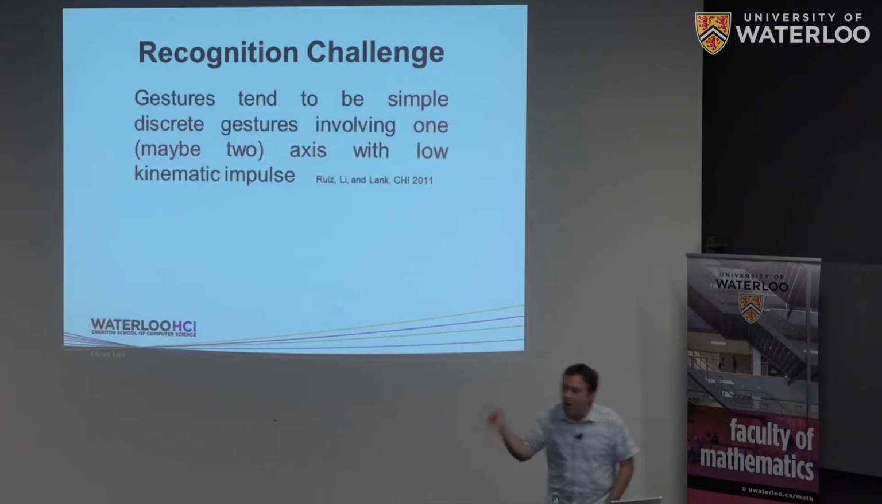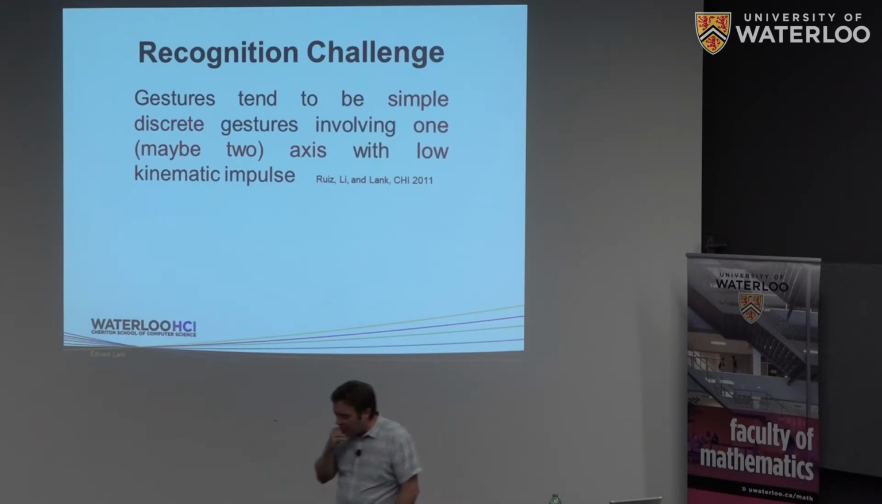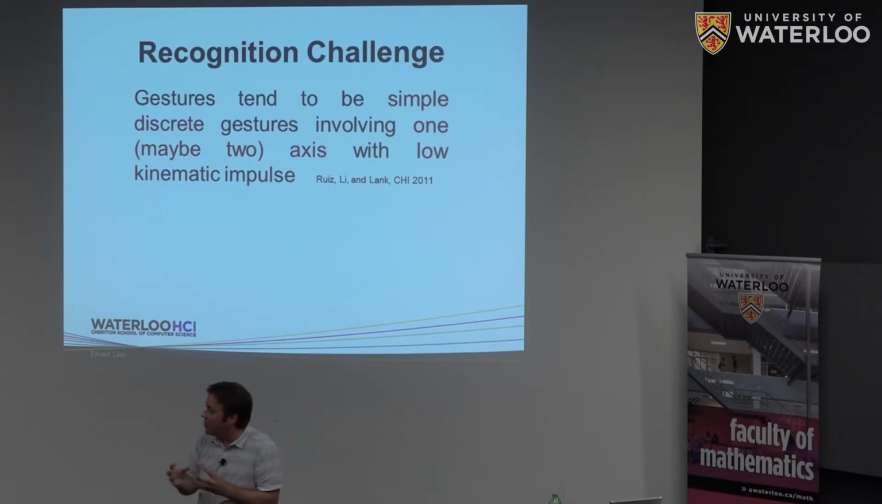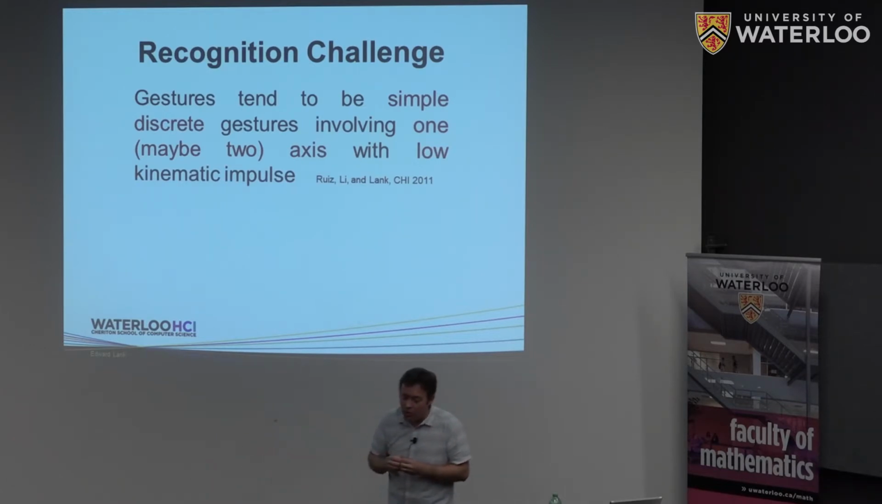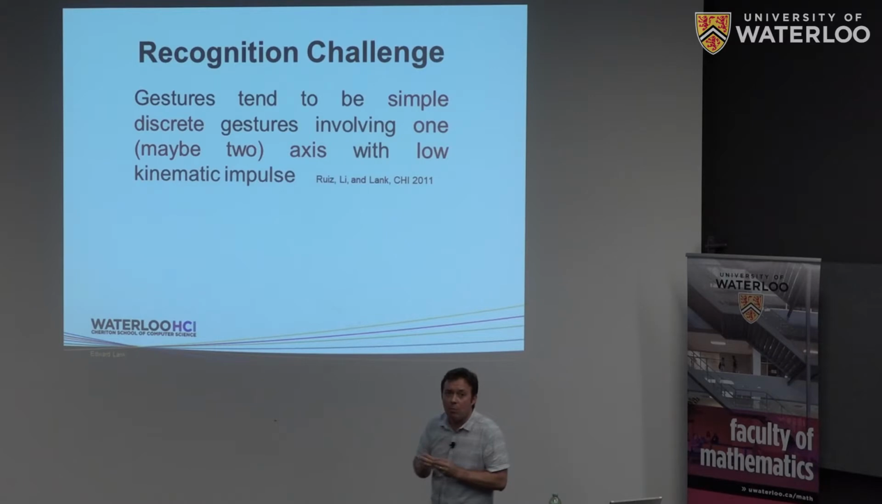And in order to do this, I'm going to arc back to some early work that I did with Jamie Ruiz and Yang Li. It was published at CHI 2011, so it's actually relatively old work right now. But what we did is we looked at the design of motion gestures. And one of the big takeaways from that, it was actually an elicitation study, and I've already told you what an elicitation study is. But one of the big takeaways is that gestures we elicit from users tend to be simple, discrete gestures involving one, maybe two axes with low kinematic impulse.